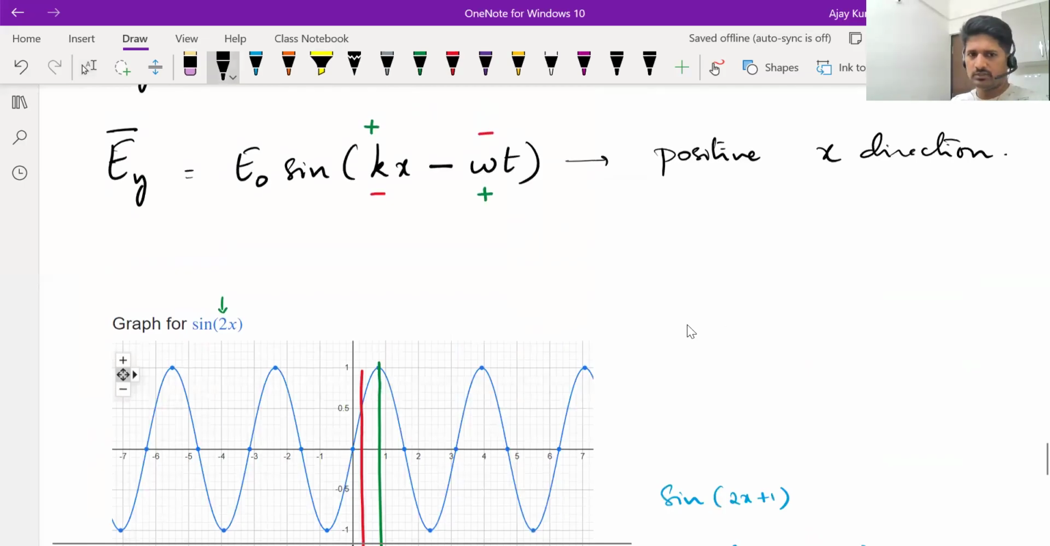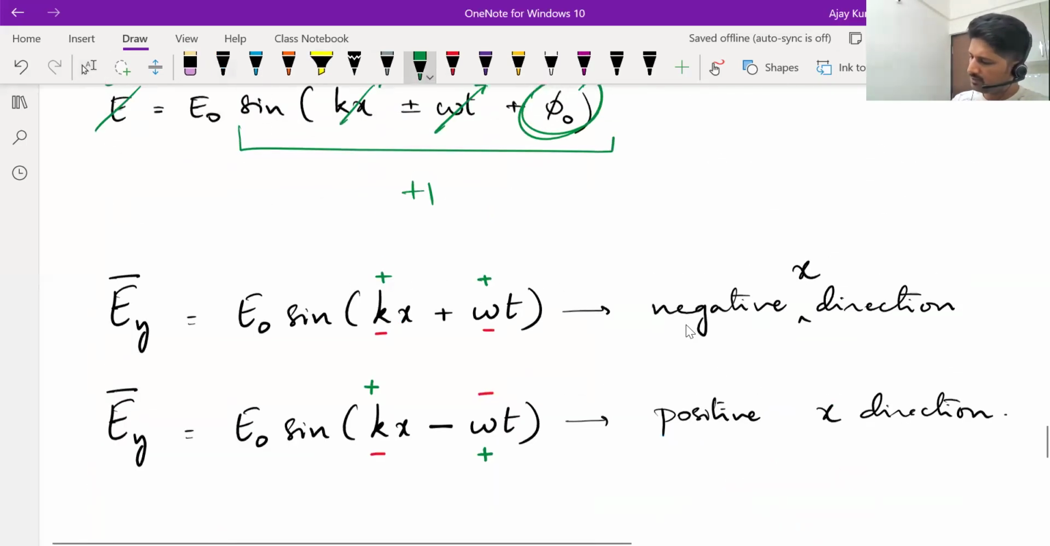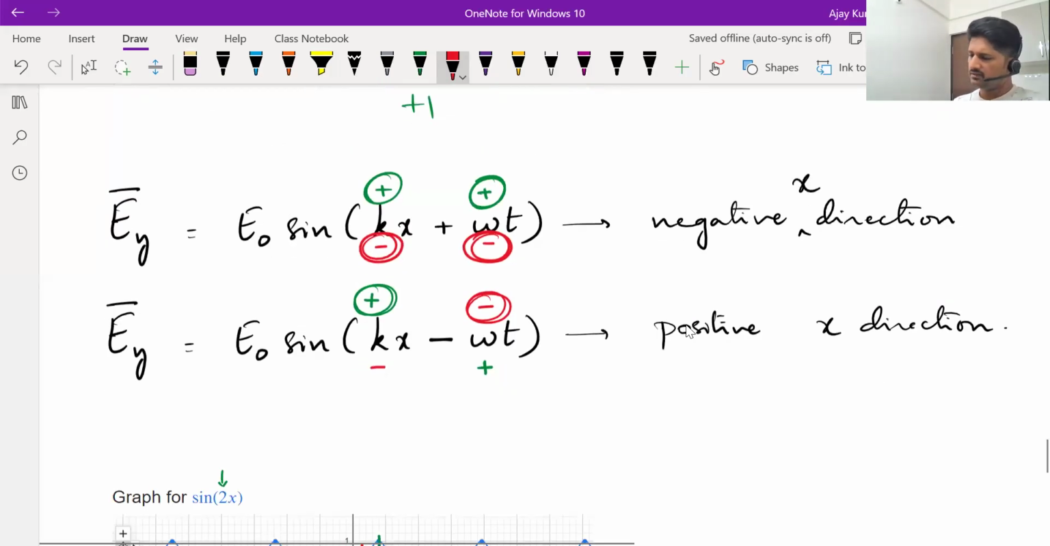of x is 2, 2 is a positive number, and you add something to it, then the graph will shift to the left side. So if the coefficient is positive and you add something to it, it shifts to the left side. If coefficient is negative and you subtract something from it, then also it will shift to the left side. You can get those graphs from Google and check if you want. Fine. But if coefficient of x is positive and you subtract something from it, then the graph will shift forward, positive x direction. And same thing, if the coefficient is negative and you add something to it, then also you'll see it going forward.